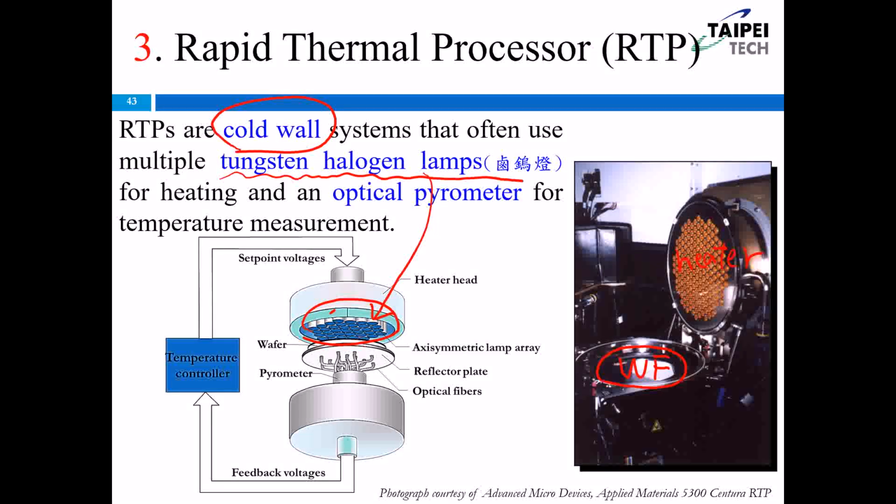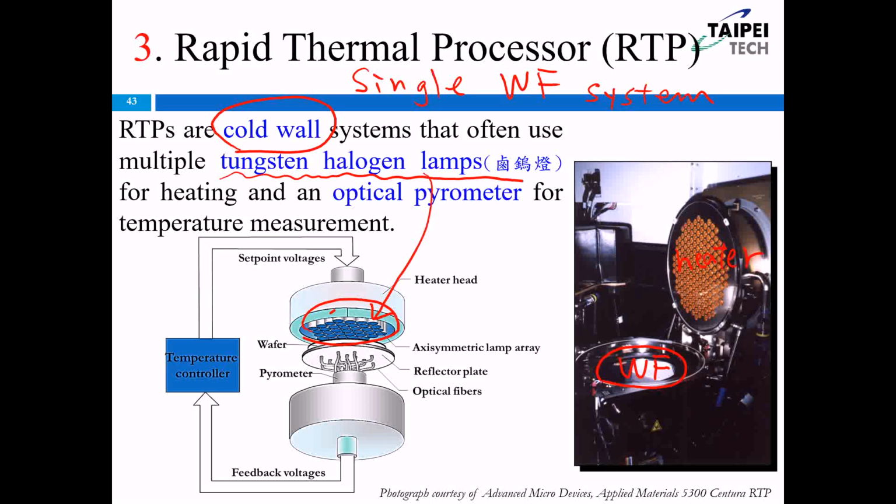You see, the chamber is very small, right? One time we only can process one single wafer, so it's a single wafer system. For the RTP is a single wafer system. It's not a batch system. Batch system is for furnace. For the RTP, we only can process one single wafer, okay?